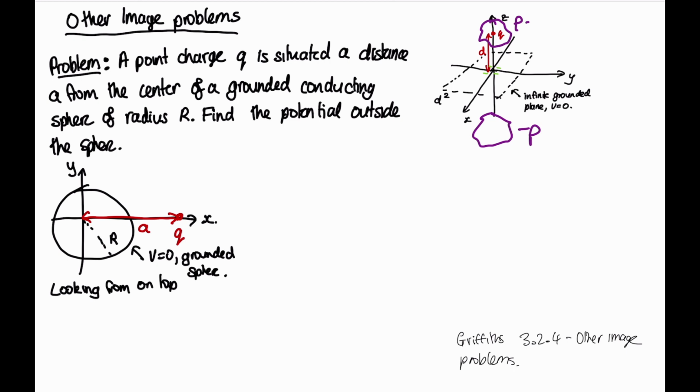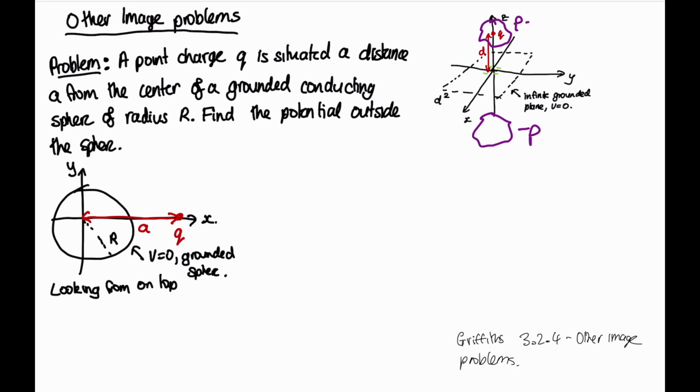So a fun problem to solve using this, which is a different setup to what we had over here, is: a point charge Q is situated a distance A from the center of a grounded conducting sphere of radius R, and we're asked to find the potential outside the sphere. So I've sketched this here looking down from on top. So we've got a charge here, which is a distance A away from the center of this conducting sphere.